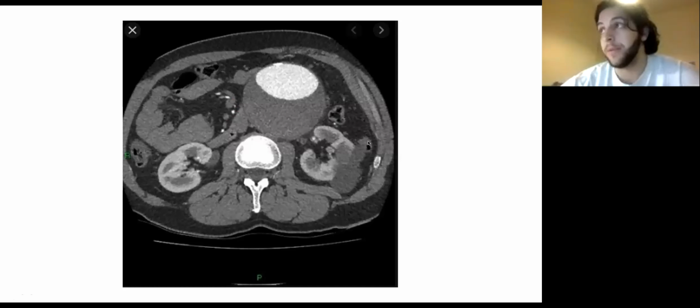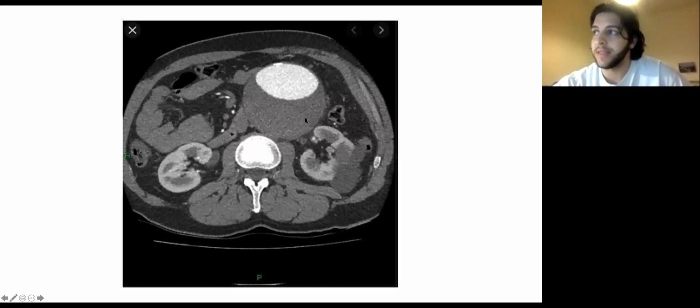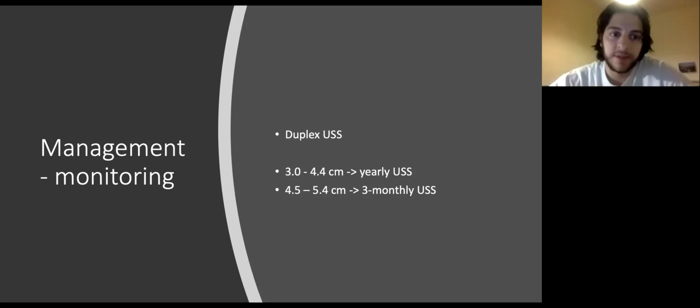And here's another example. You can see this time the lumen is a lot smaller, but the size of the aorta is very big. So that's another aneurysm. So, management.